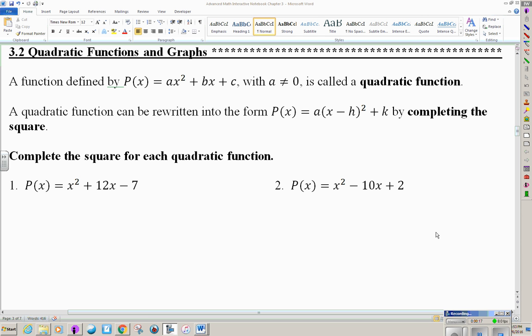So a function defined by p of x equals ax squared plus bx plus c, where a is not 0, is called a quadratic function. The x squared is what makes it quadratic.